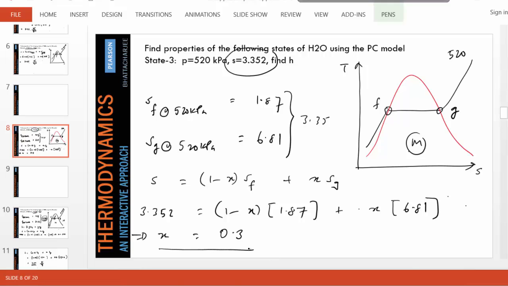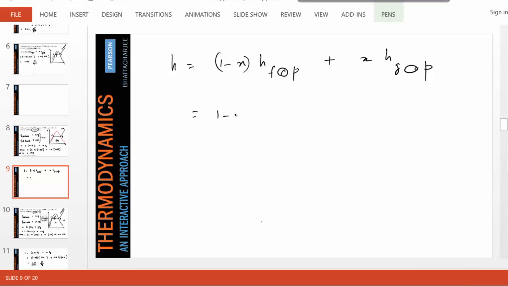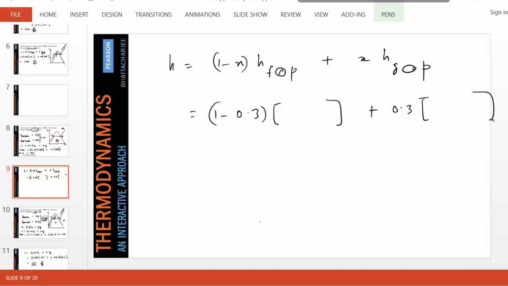So now that we know the quality, we can go and find out enthalpy, because what is enthalpy after all? Enthalpy of a mixture is given the same way as entropy: HF at the given P plus X times Hg at the given P. So all we have to do now is 1 minus 0.3, go to the table, find this value, 0.3, find that value, and we get our enthalpy.